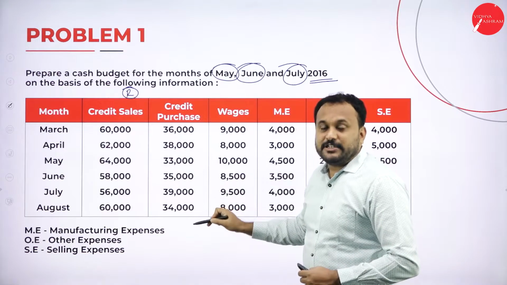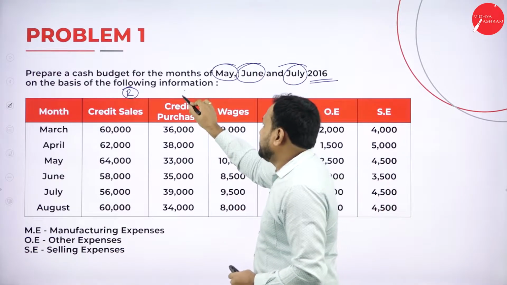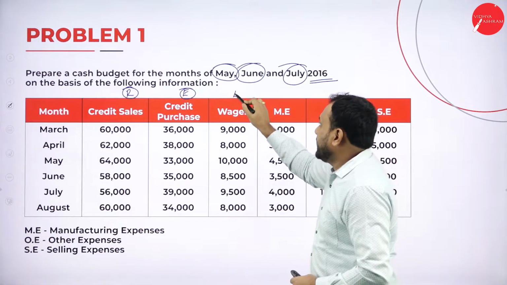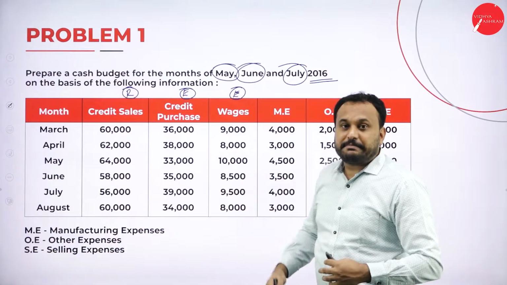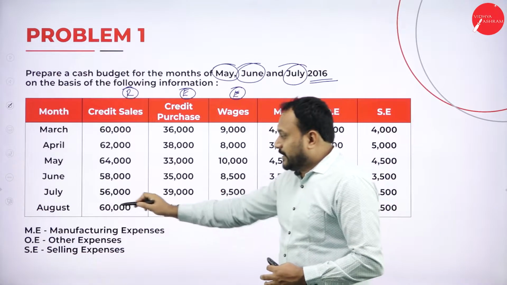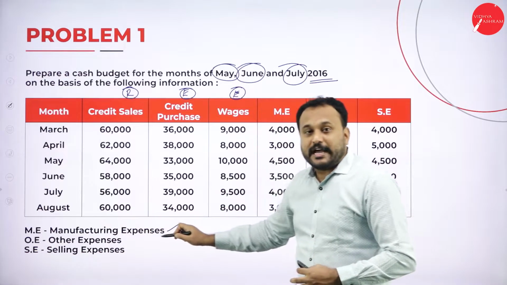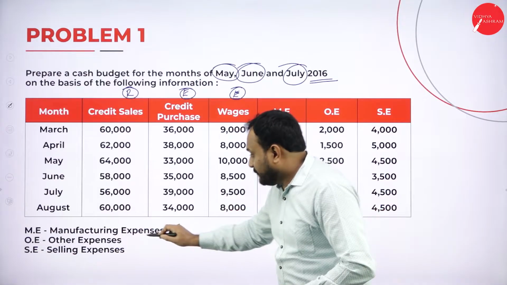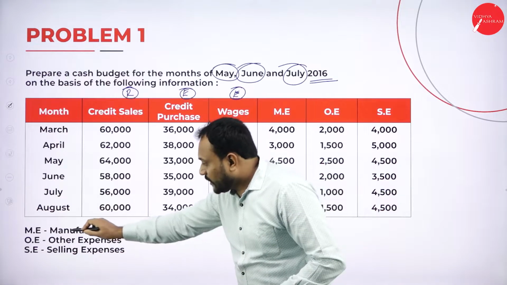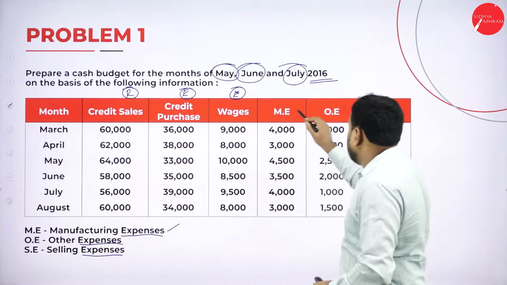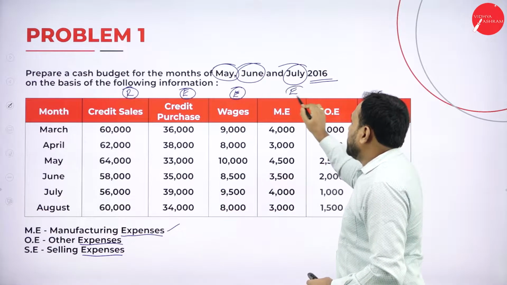Credit purchase means what? Outflow. It is called expenses. Wages is what? My expenses. That is, it goes from my pocket. Next, ME, OE, SE. Here ME means manufacturing expenses. Now, manufacturing expenses are also what? They have only said expenses. Other expenses, selling expenses. So, all these three are what? Expenses.